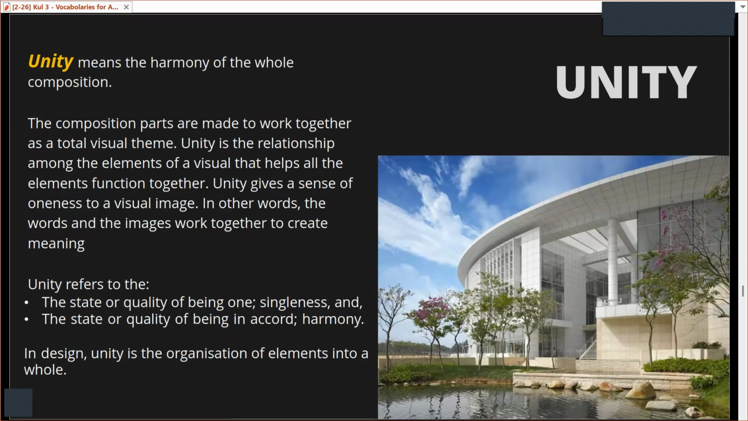First is unity. Unity means the state of being one or in harmony. If you see the picture, we discussed that although the building consists of so many elements, we have walls, columns, the roof in different shapes, but because it goes together, it creates unity.